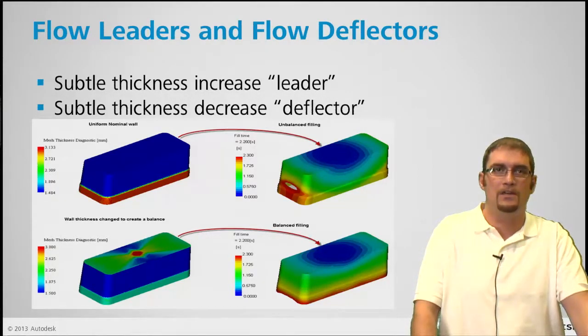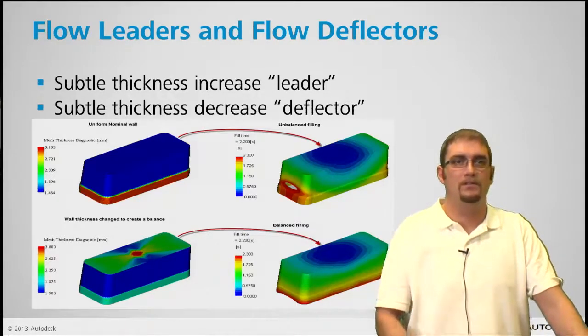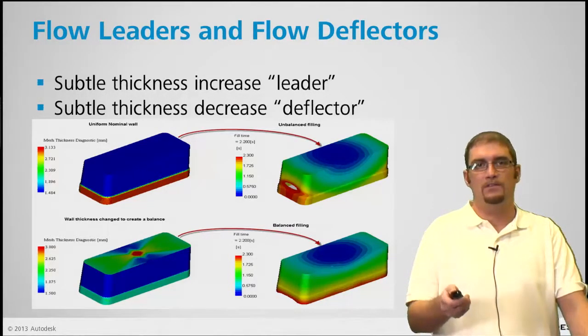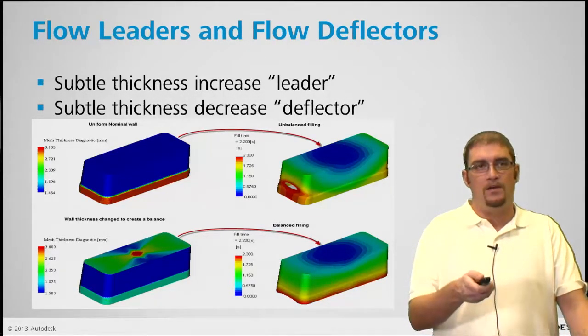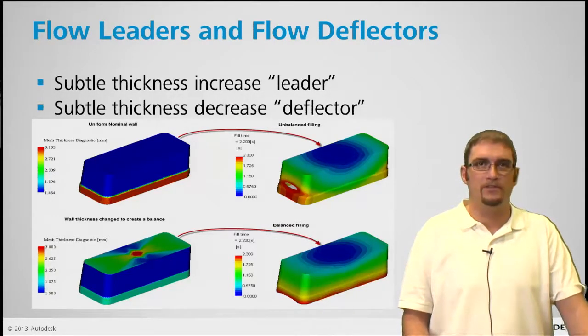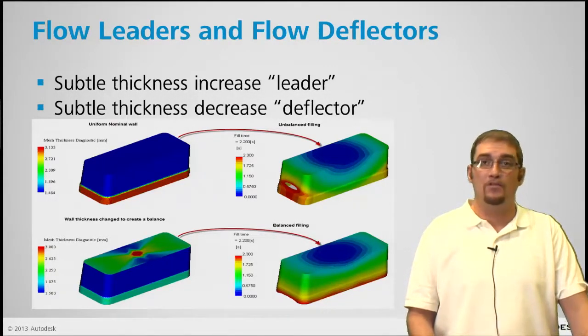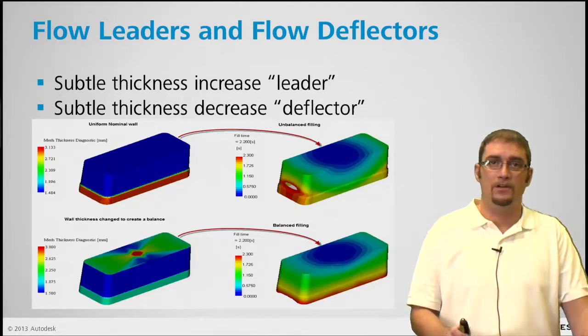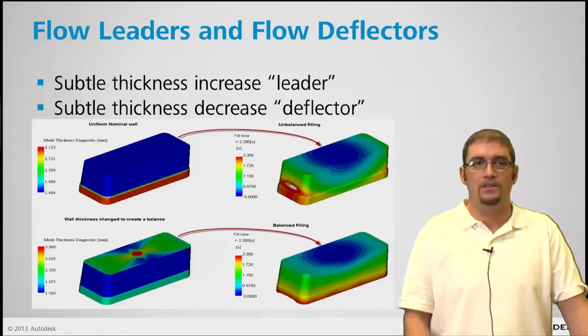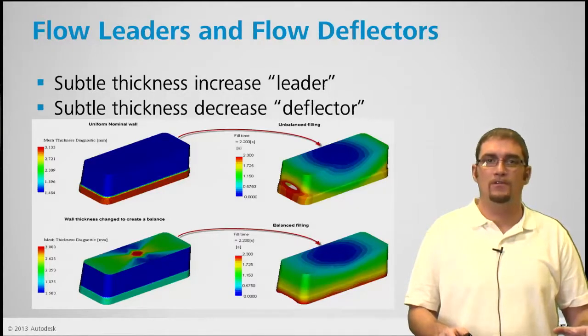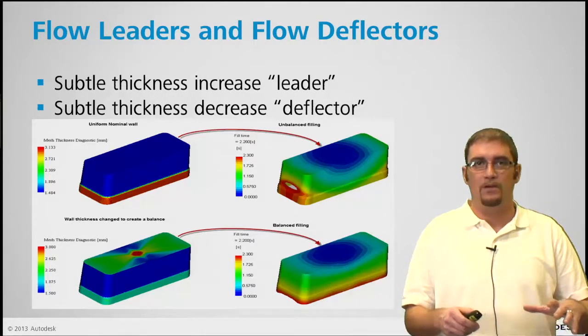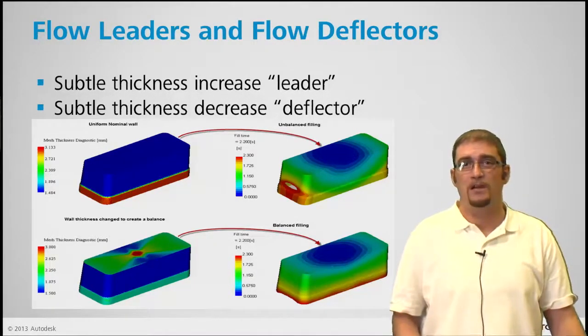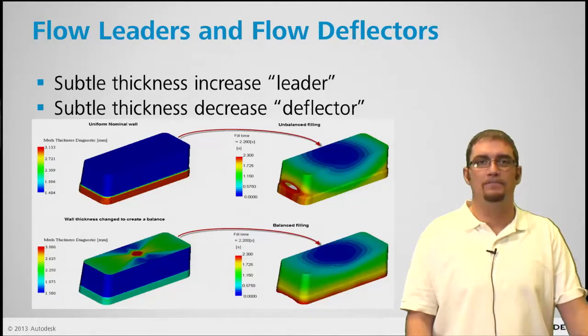So you can see in this example, the top one, uniform wall thickness, we have this air trap. On the bottom one, we put some flow leaders, flow deflectors, to promote flow or retard it in certain areas. And you can see it now fills this box a lot more uniformly. There aren't, say, weld lines in that location or air traps now. So something to keep in mind.